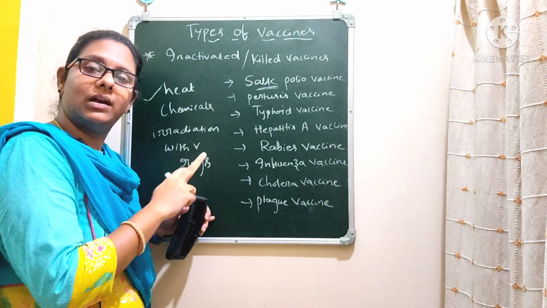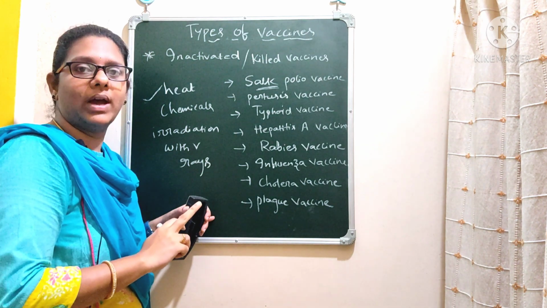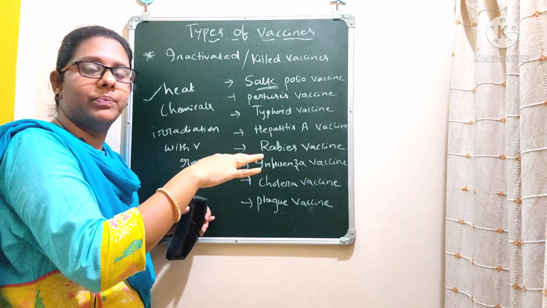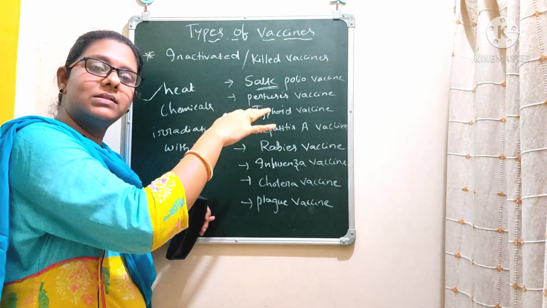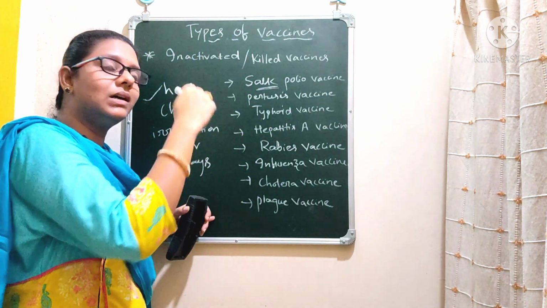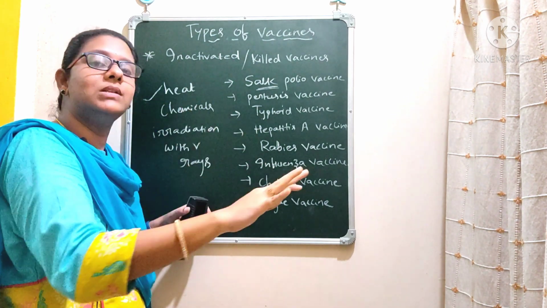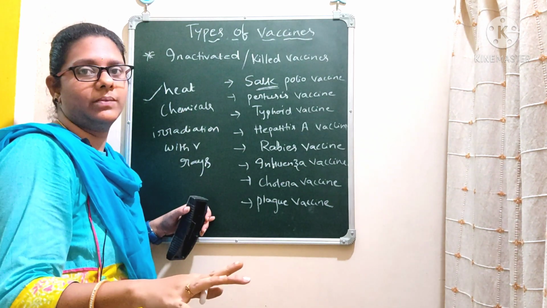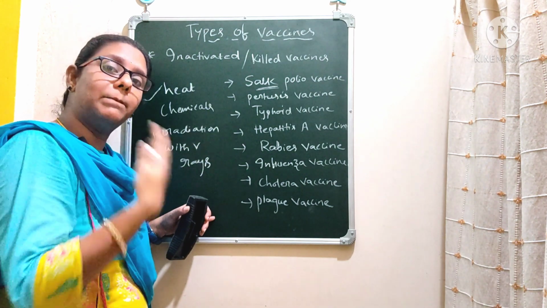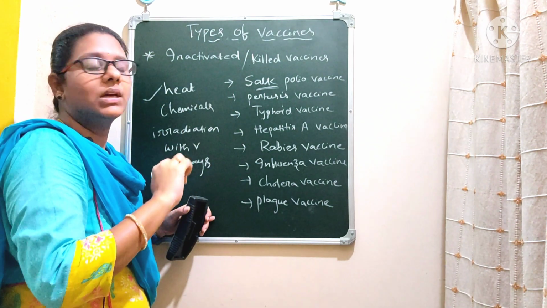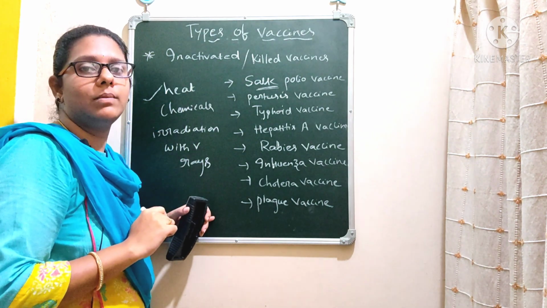Hope you are clear with the attenuated vaccines and the killed vaccines. In attenuated vaccines, the organism will be in a live form. But coming to the killed vaccines or the inactivated vaccines, here the microbes will be inactivated. That means their virulence will be completely lost, or the organism is completely killed, but when it is introduced, it will be recognized as a foreign particle.